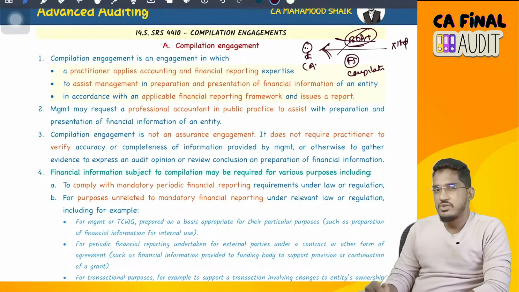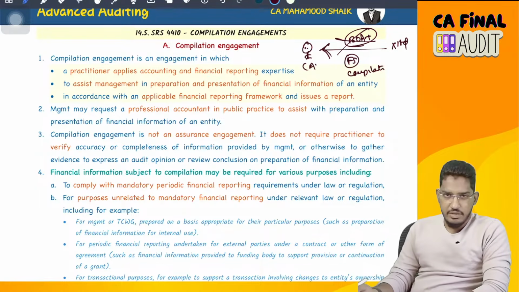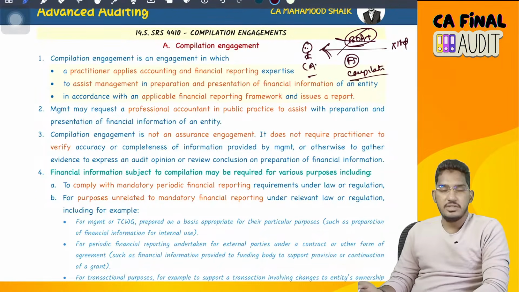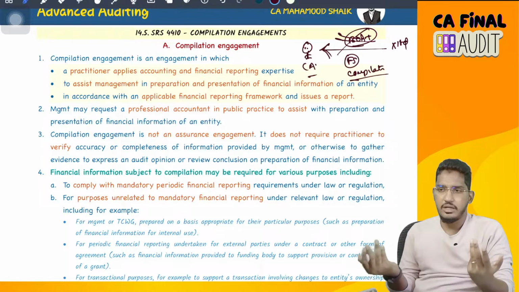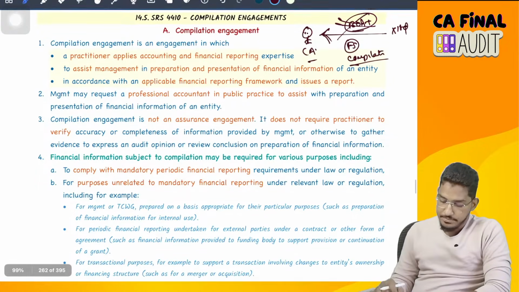Not required. Why? Because you are not giving any assurance. You are not doing any audit. You are not doing any verification there. The client says, we will give you data, prepare the financial statements. So that's what you are doing. Client is giving the data, you are preparing the financial statements. You are not doing any kind of verification work. You are not even supposed to verify whether they are giving correct data or fake data. Next.